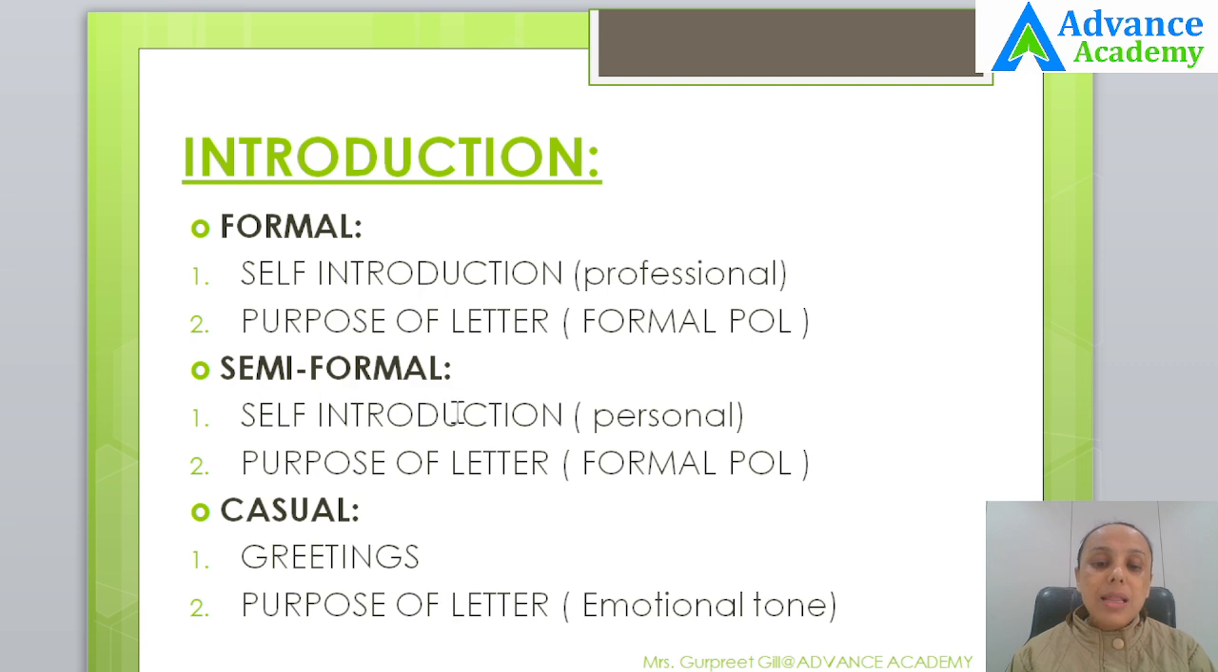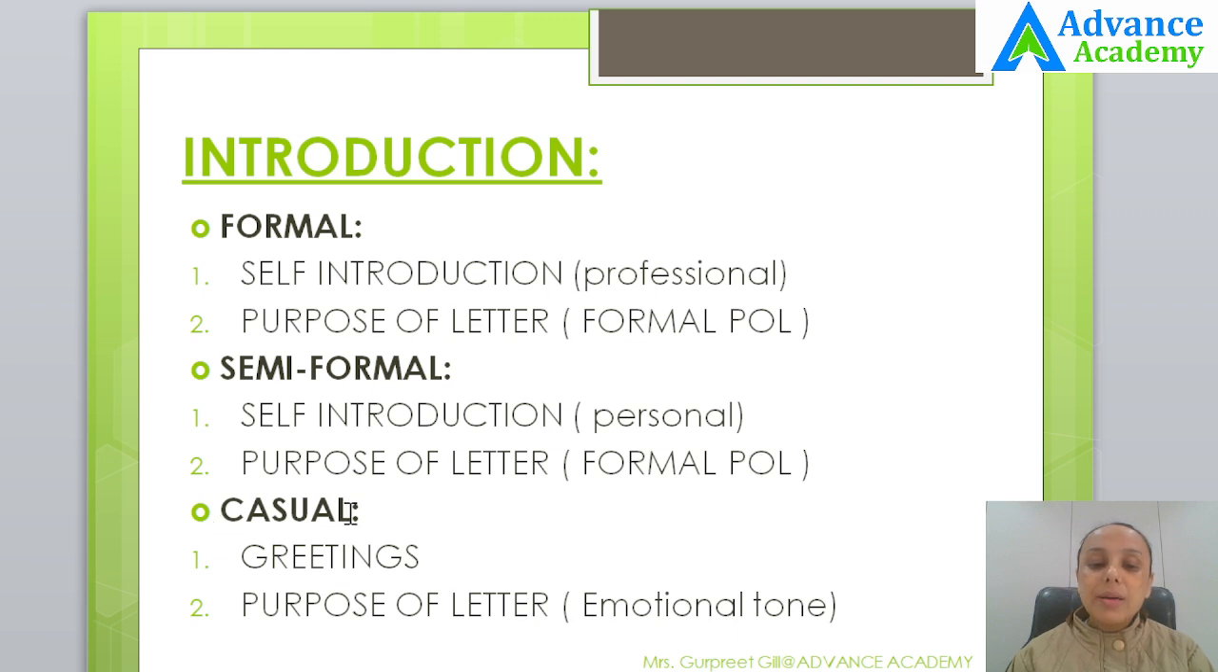For semi-formal letters, you have to introduce yourself, but you can introduce yourself personally. For example, I'll tell them my name and I can say I am your tenant, your co-worker, your subordinate, or your neighbor. So I can personally introduce myself. See the difference? In the formal letter, we introduced ourselves professionally. In semi-formal letters, we introduce ourselves personally because we know them, right? And then the purpose of the letter is written formally.